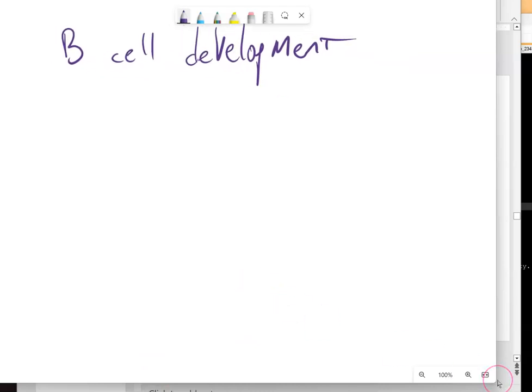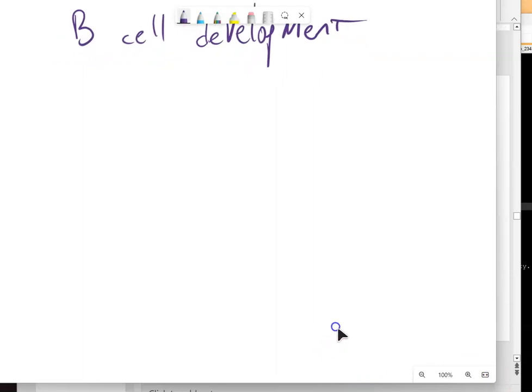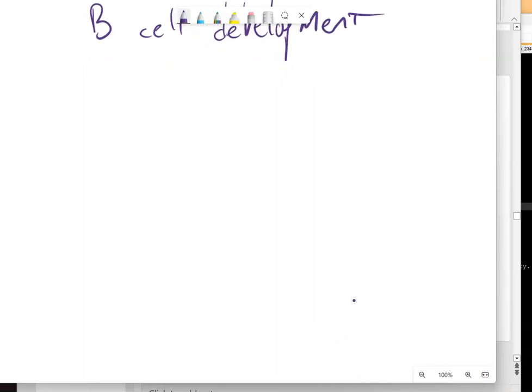Let's look at B cell development. Wow. I should never write things on this graphics pad. But what are you going to do? You work with the tools you have, you know what I mean? So B cell development. You're going to see this is different from T cell development in one important way, and I also want to make a very important connection for you. So let's get into it.